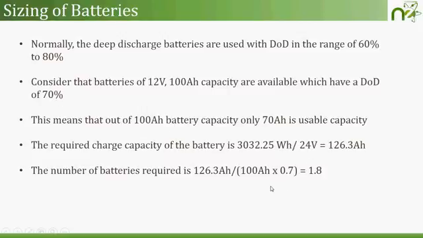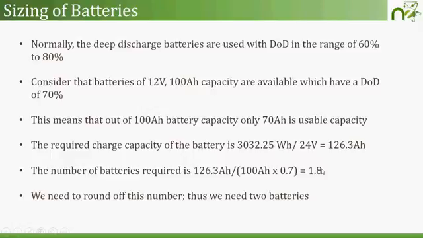Hence we need to divide that in order to get the number of batteries. Now the number of batteries would be 1.8, because this is the total capacity that we need, and this is the rating of the battery available along with the depth of discharge. The number of batteries will be 1.8. If we round up this number, it will be 2 batteries of 12 volt.